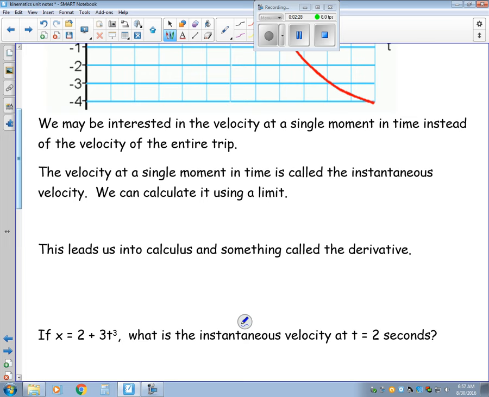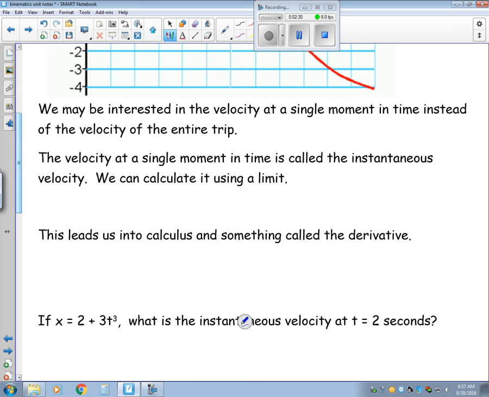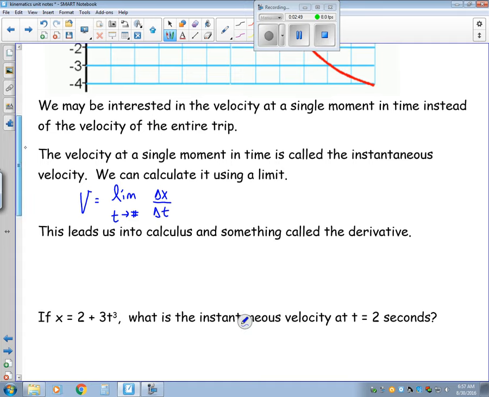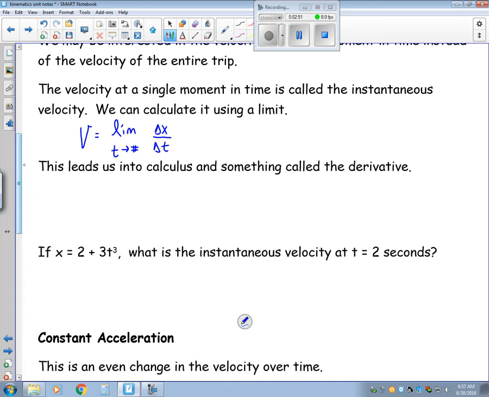The way we calculate it is to use a limit. The instantaneous velocity equals the limit as time approaches some number of delta x over delta t. This does lead us into calculus and something called the derivative. Velocity equals the derivative of the position function with respect to time.